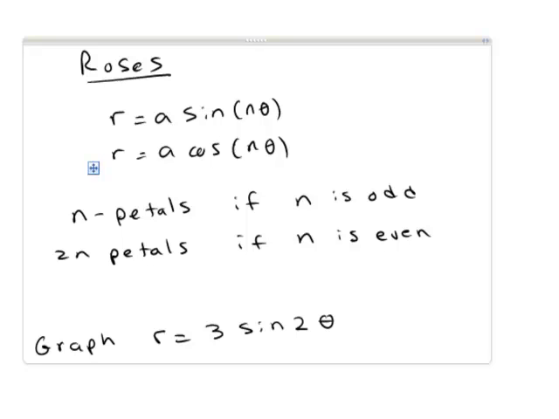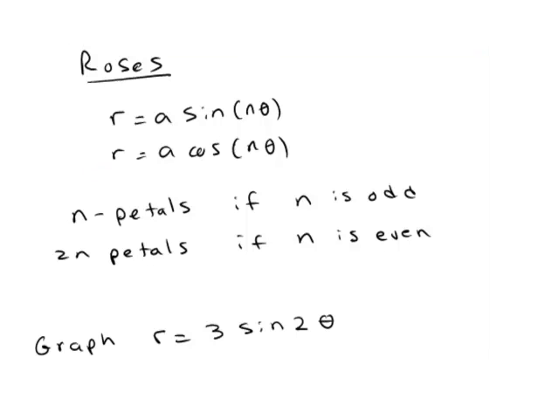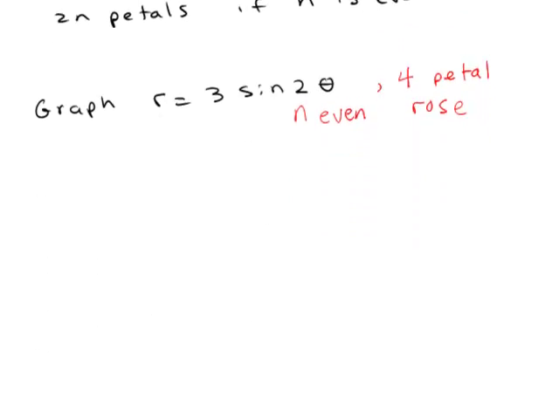So my first example that we're going to look at here is r equals 3 sine 2 theta. Now in this case, here's n, and n is, of course, even. So what we expect is 2 times n, in this case 2 times 2. So we should expect 4 petals. So it's going to be a 4-petal rose. All right.